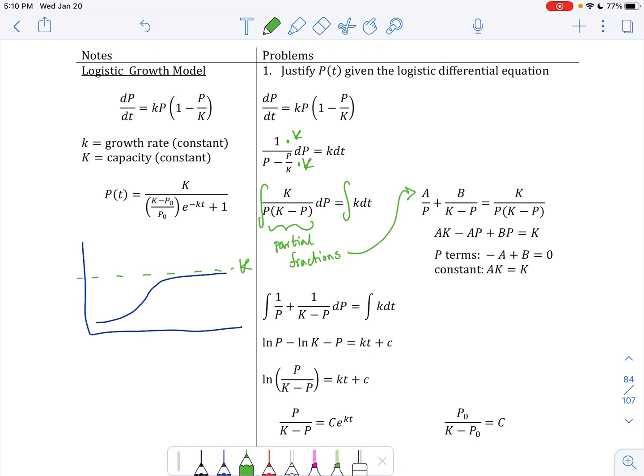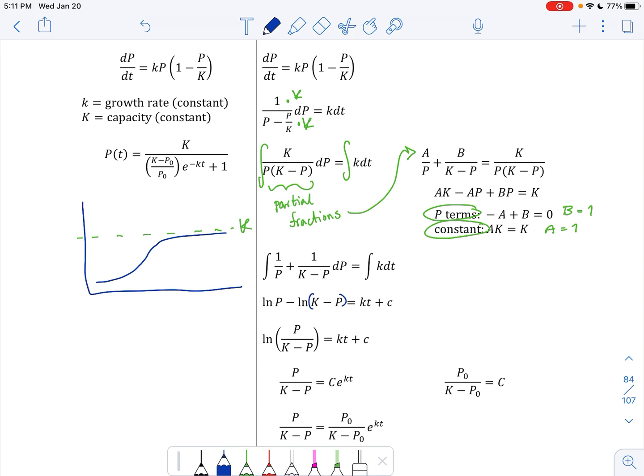We're going to use partial fractions here, where we have A over P plus B over (K minus P) is equal to K over P times (K minus P). And we have our P terms and our constant, which means here AK equals K, A equals 1. Plug that into the P terms, B equals 1. If you want to expand that out and practice your partial fractions, feel free. Then we can separate those into two fractions and take our antiderivatives. So we have ln P minus ln (K minus P) equals kt plus C.